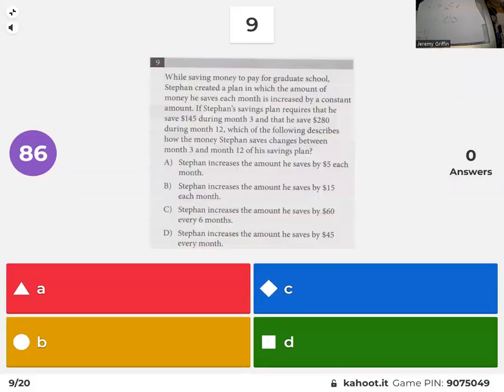While saving money to pay for grad school, Stephen created a plan in which the amount of money he saves each month is increased by a constant amount. So he's saving more and more each month. In his savings plan, he's going to save $145 during month 3 and then $280 during month 12. Which of the following describes how much it changes between month 3 and month 12? Is it $5, $15, $60, or $45 per month increase? How much is it increasing per month?